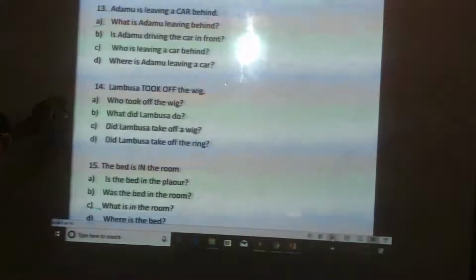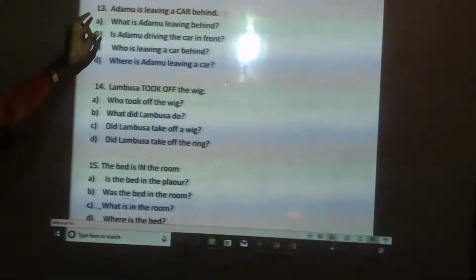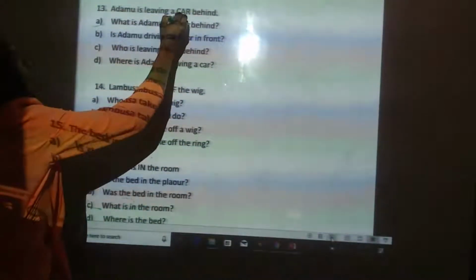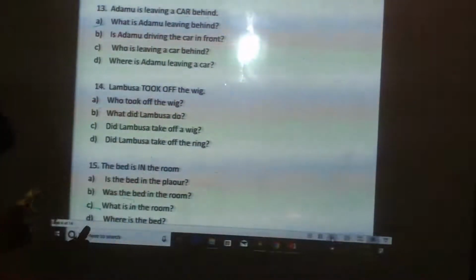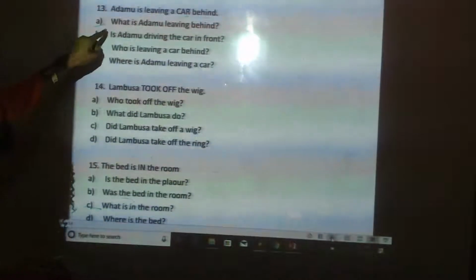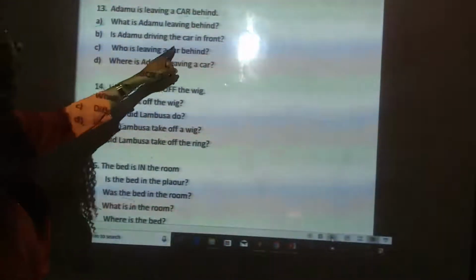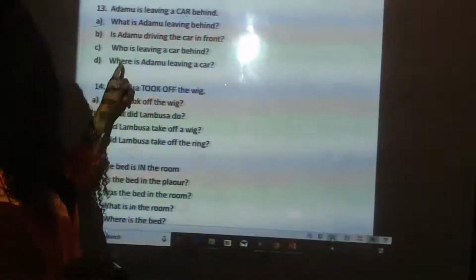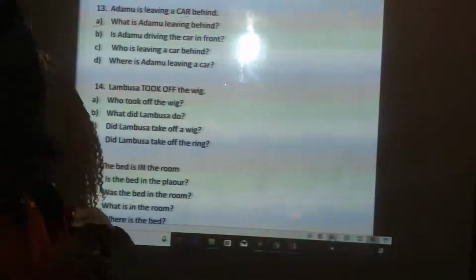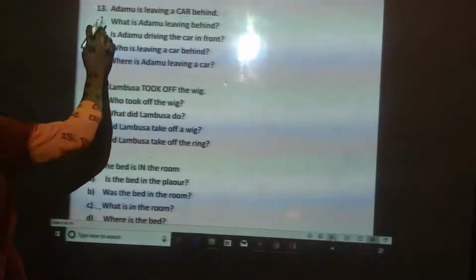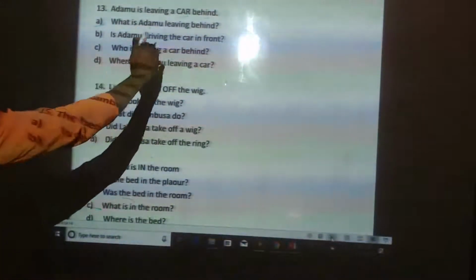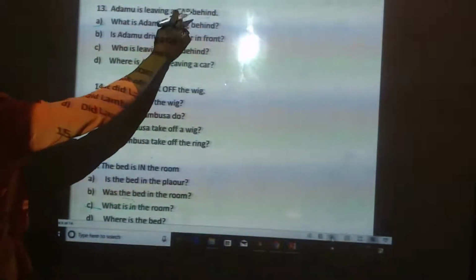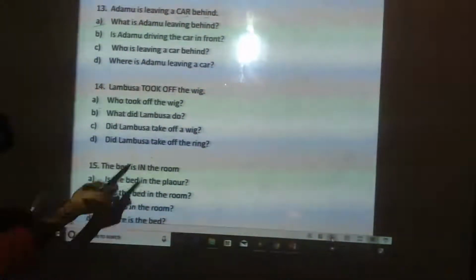The next slide, we have Adamu is leaving a car behind. The emphasized word is on car. Thereby we have, what is Adamu leaving behind? Is Adamu driving the car in front? Who is leaving a car behind? Where is Adamu leaving a car? A bears the right answer because it's telling us what Adamu left behind.